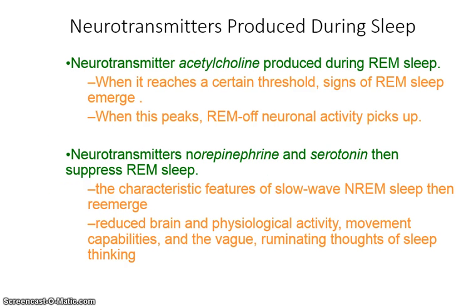So now let's look at the neurotransmitters that are produced during sleep. Acetylcholine is produced during REM sleep. When it reaches a specific threshold, the signs of REM sleep emerge. When this peaks, the REM off neuronal activity picks up. Norepinephrine and serotonin then suppress REM sleep. The characteristic features of slow-wave non-REM sleep then reemerge: reduced brain and physiological activity, movement capabilities, and the vague ruminating thoughts of sleep thinking.